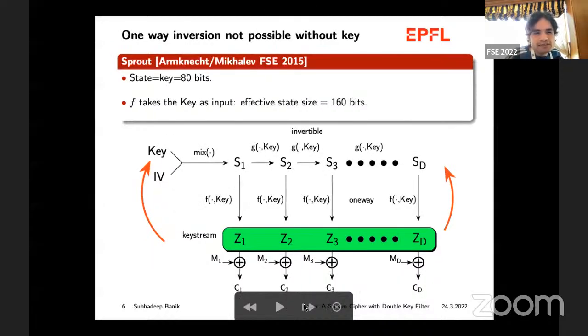So the main idea behind Sprout and other such stream ciphers with short internal states was that the update function would be such that it would require additional information from the secret key to update the internal state. And as such, it's not possible to form any sort of map between the state and the key stream that does not additionally require the key as input. And so effectively, the state size of Sprout is 160 bits, whereas the key is only 80 bits, and so a generic attack can be prevented.